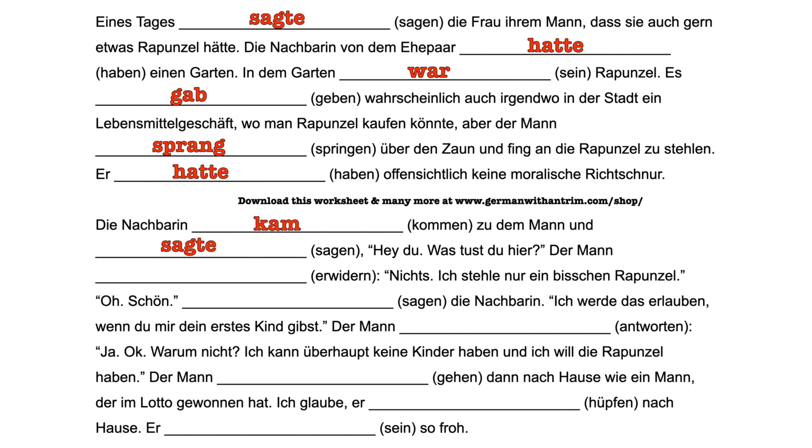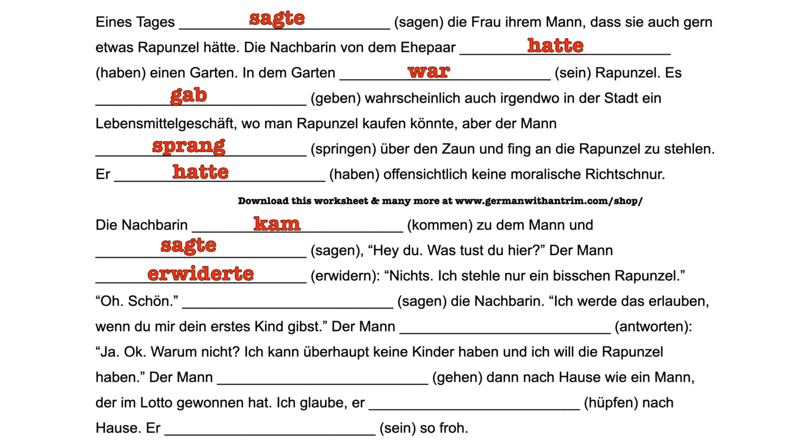So the neighbor came up to the man and said, Hey du, was tust du hier? Hey you, what are you doing here? Der Mann, and the verb erwidern. Erwidern is to reply and is a regular verb, so this doesn't change anything. We just drop the N at the end of it instead of EN, as there isn't an E. So we just add then a TE to the end of our stem, erwider, and we end up with erwiderte. Der Mann erwiderte. Nichts, ich stehle nur ein bisschen Rapunzel. Nothing, I'm just stealing some Rapunzel.